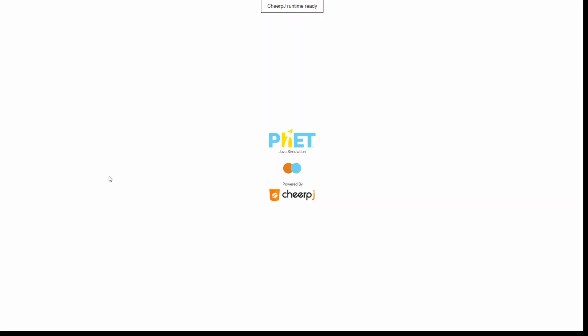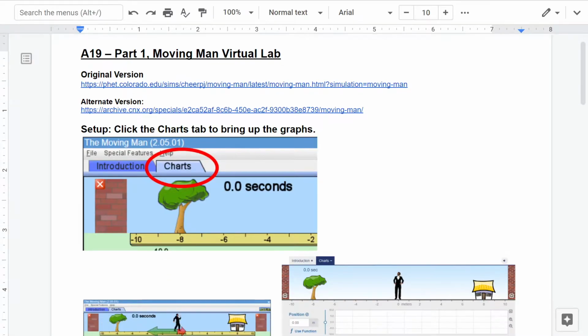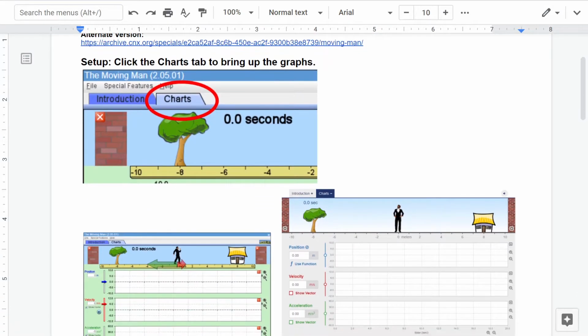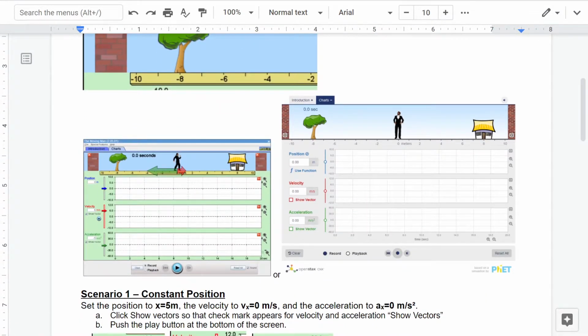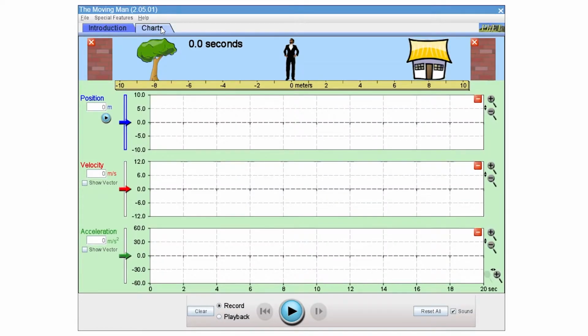The first thing you want to do is click on the link that loads up the Moving Man simulation. It takes a little bit of time to load up. Almost there. That's it. Let's go back to our instructions. We want to click on the top tab that says Charts to bring up the graphs. There we are.